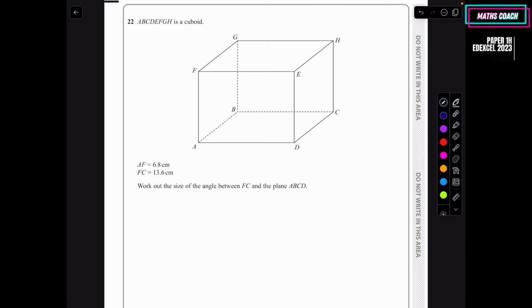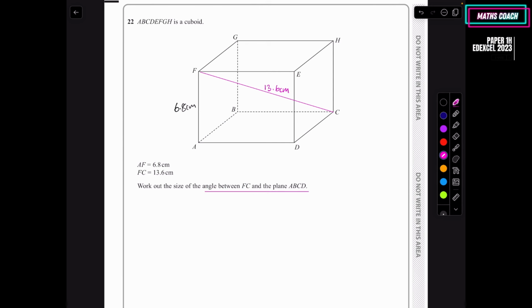All right, so question number 22. We have a cuboid, and we've been given the lengths. A to F is 6.8 centimeters, so let's write that down. And F to C is 13.6. F to C, you can see, goes through our cuboid right there. So that's 13.6 centimeters.